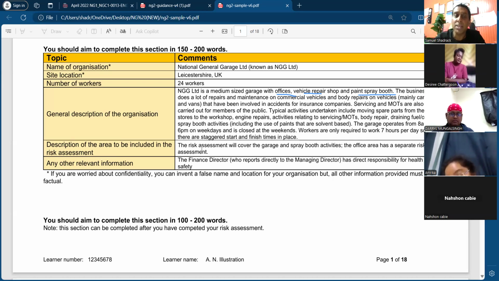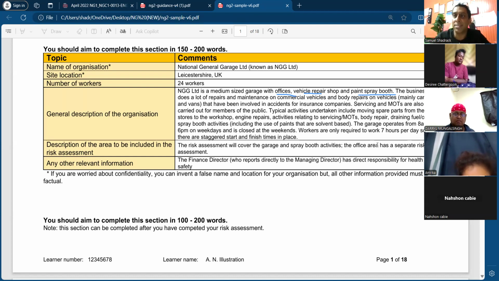So what they wanted to do here, they just wanted you to choose about 3 areas to do the risk assessment on. Right? You could use 2 if you want, but I still recommend 3. There's a reason for that. I'll tell you the reason just now. So all you're doing here, you're actually not describing, you're simply stating. You're simply stating the risk assessment will cover the garage and spray booth activities. The office area has a separate risk assessment. I would not do that. I wouldn't say what they said. I would say the risk assessment will cover the garage and spray booth activities and the office.